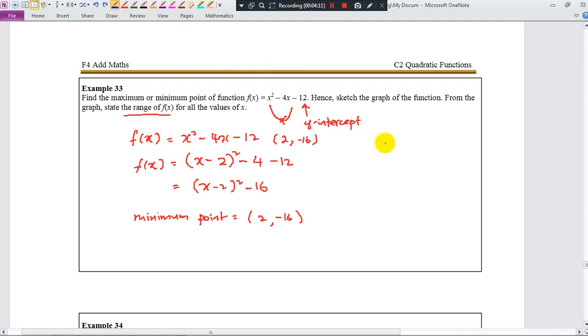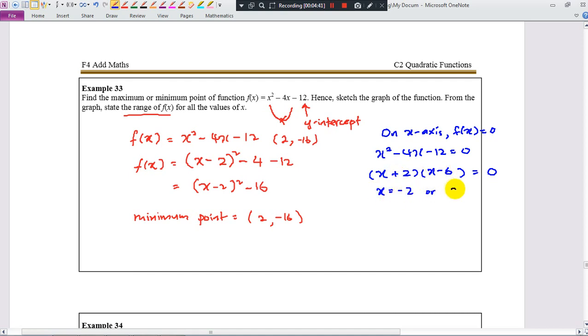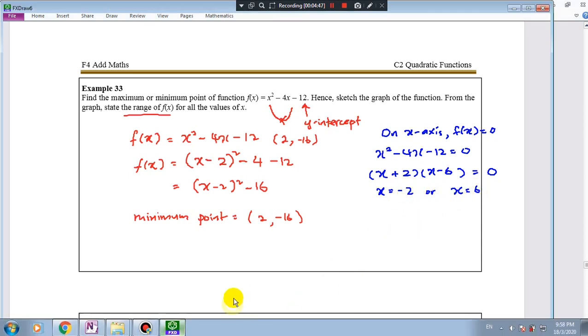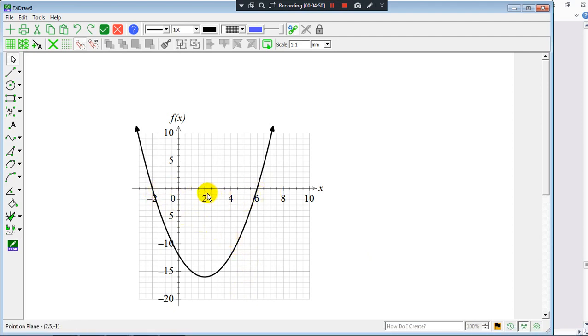On the x-axis, y equals 0, right? So in this case, f(x) is equal to 0. On the x-axis, f(x) also equals 0. It means that x squared minus 4x minus 12 is equal to 0. So just do some factorization. 6, 2, and the negative, positive. So from here, I will get negative 2, and this is the x-intercept. Negative 2 and 6. Let me check here now. Okay, so negative 2 and 6. This is (2, -16), and this is negative 12.